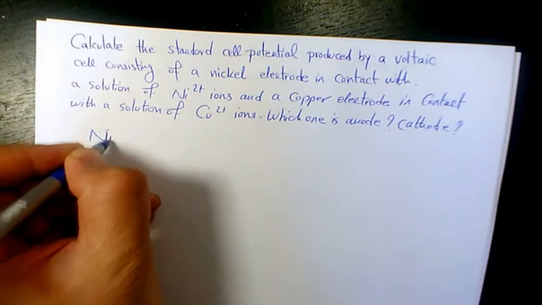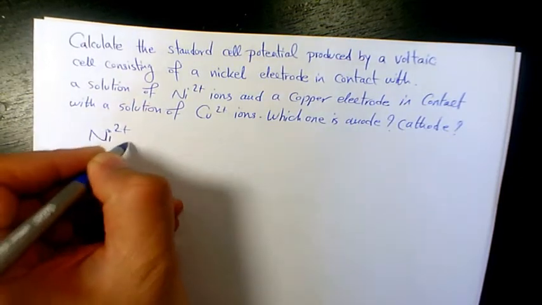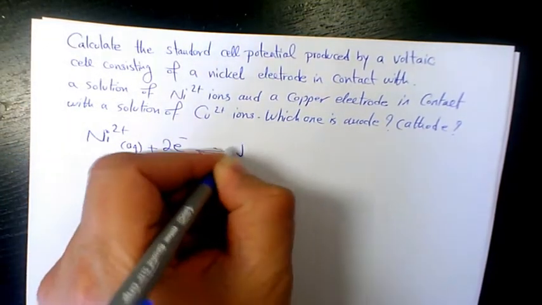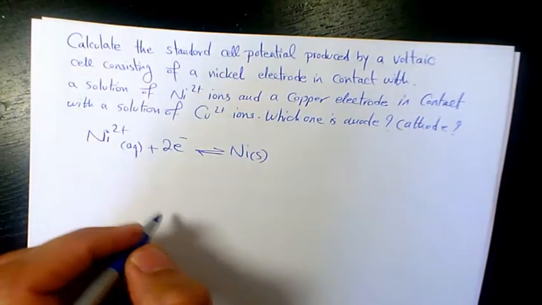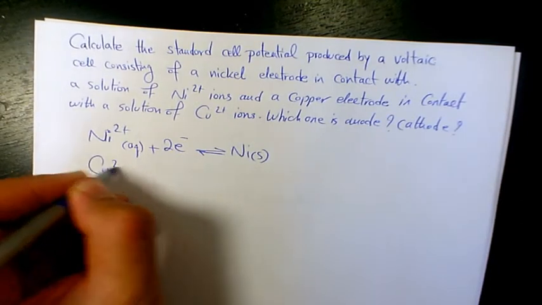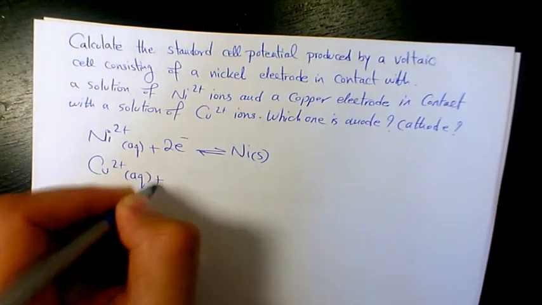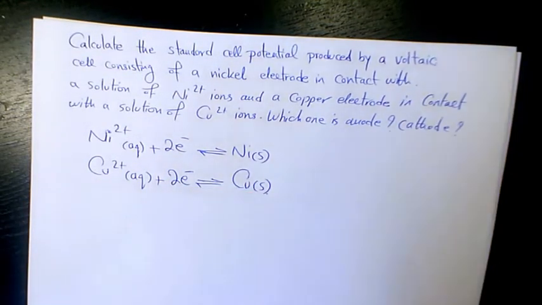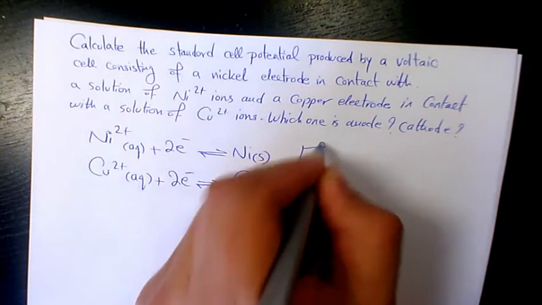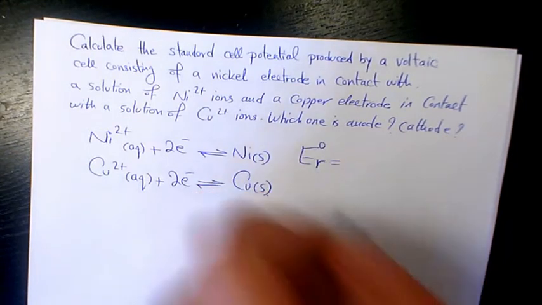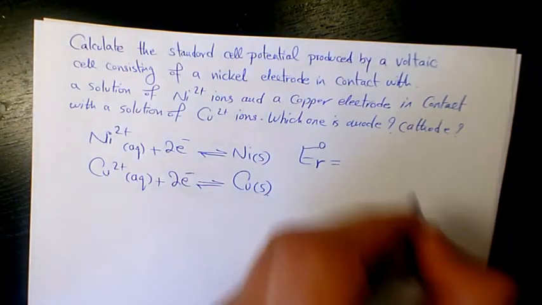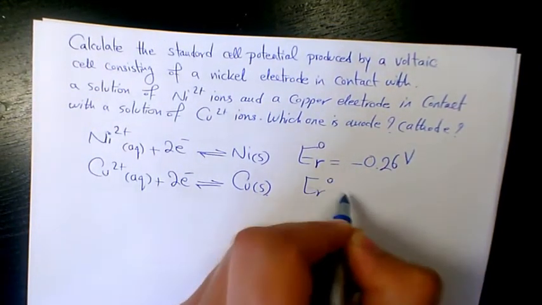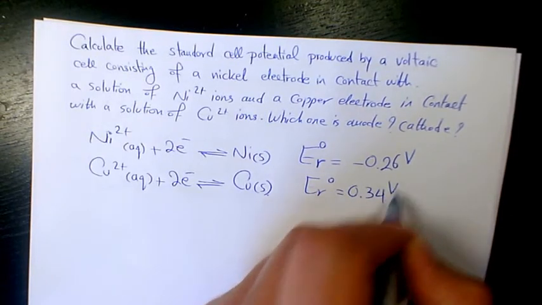Ionic nickel in aqueous solution plus 2 electrons is going to produce nickel in solid phase, and ionic copper in aqueous phase plus 2 electrons is going to give us copper in solid phase. So the standard reduction potential for the first one is negative 0.26 volt, and for the second one is going to be 0.34 volt.